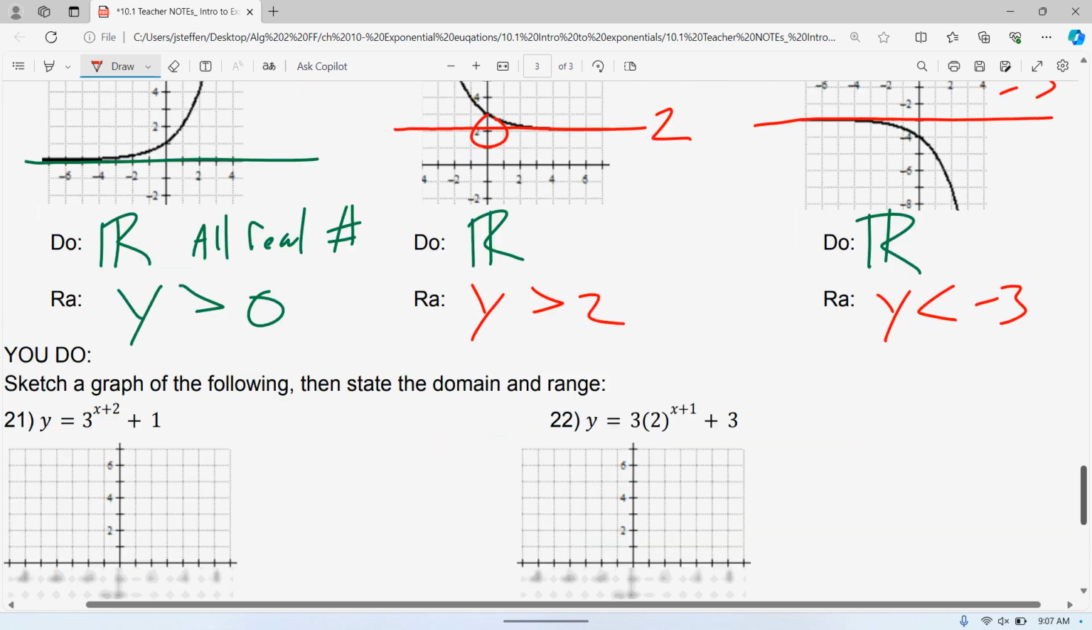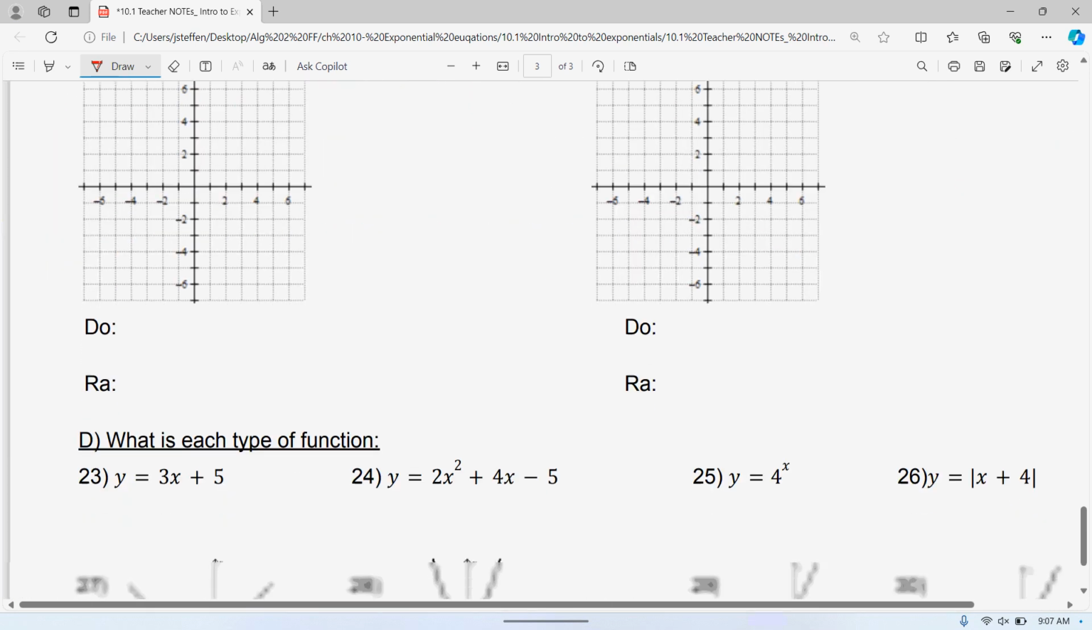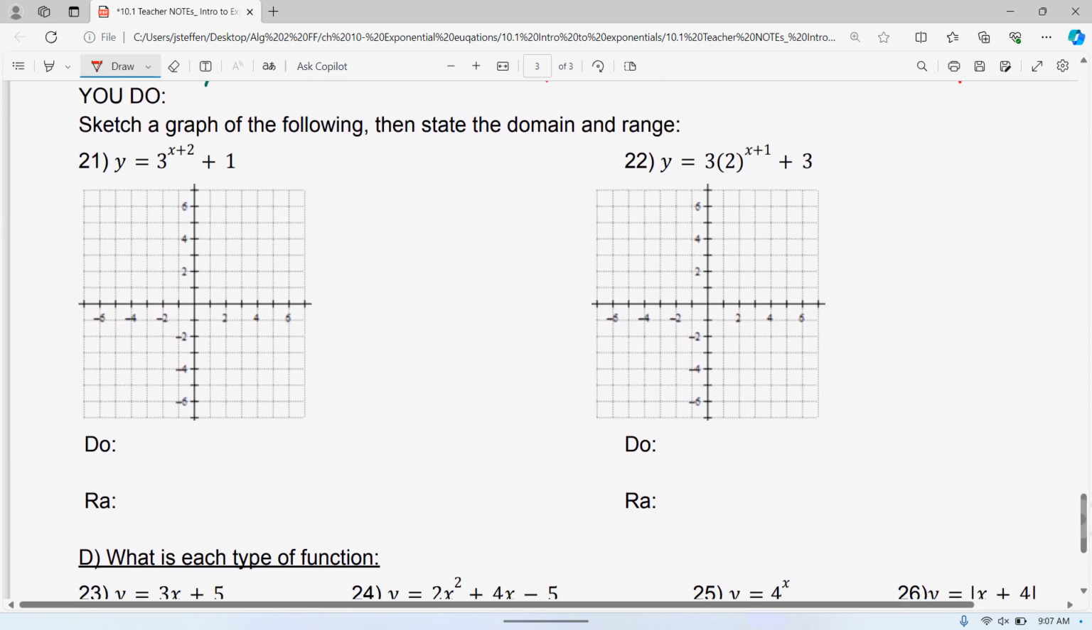Go ahead and do number 21 and 22 on your own. This is everything we just did. You'll graph it, and then you'll do the domain and range. But spoiler alert, before you even graph it, you know what the domain is.